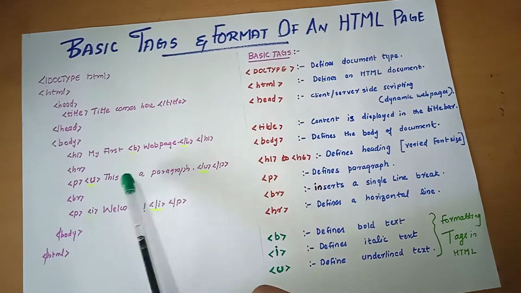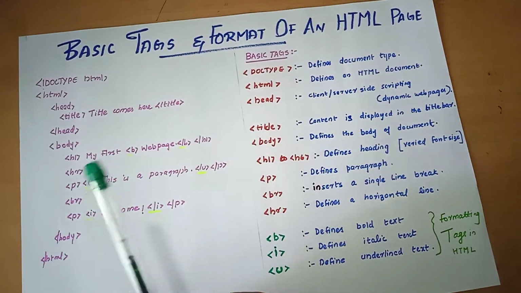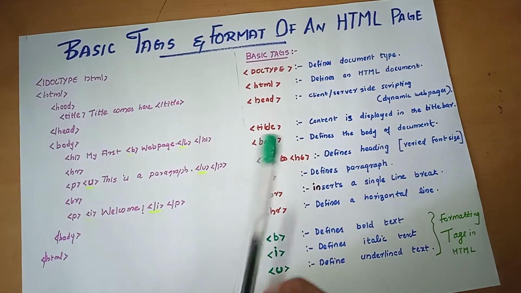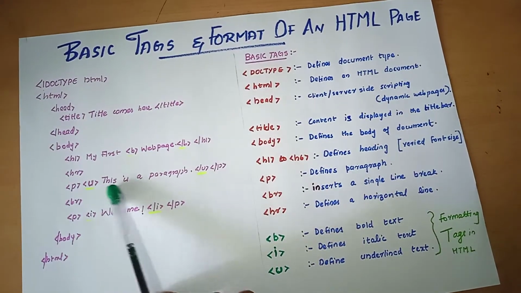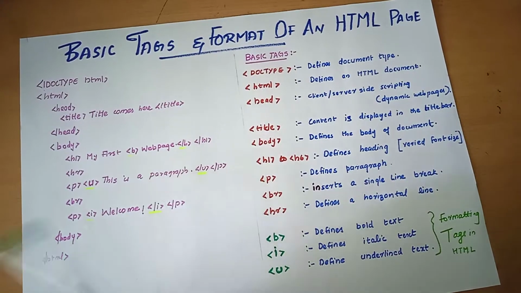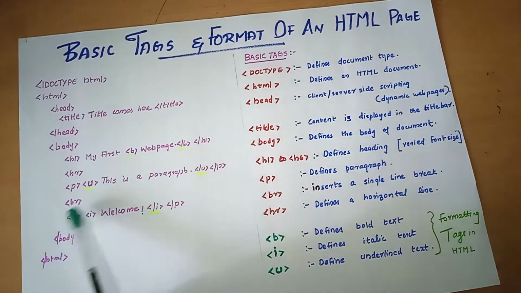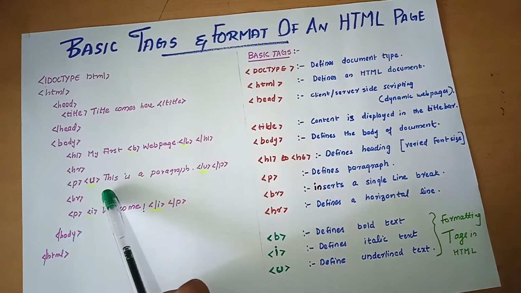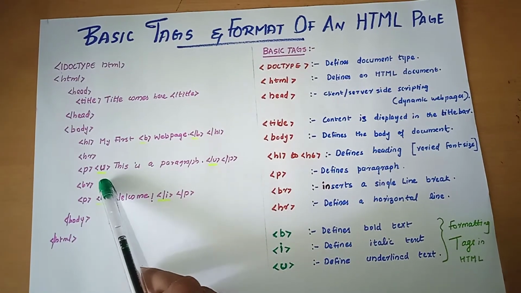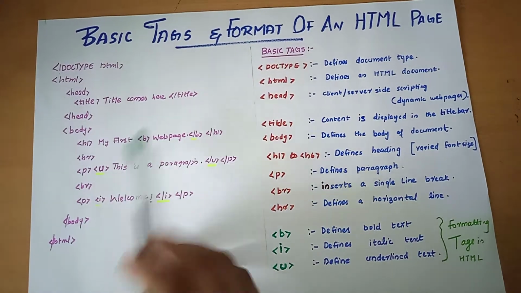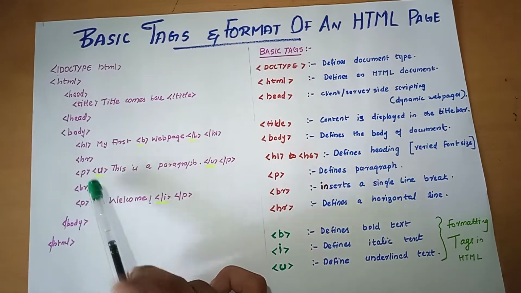Underline, not underline tag, it's underline. That means if we want to specifically mention something, we'll be doing some underlines or some special markings there. For underline, we use this underline tag. Then we can see a break tag here, which implies that if we want to give a single line break to our web page, then we can use this break tag.